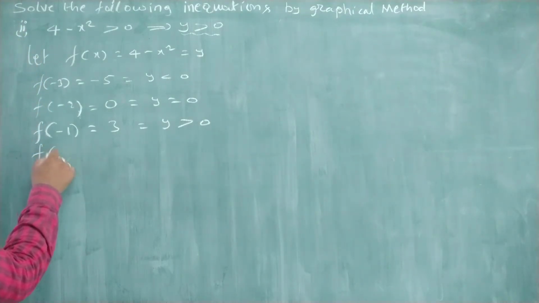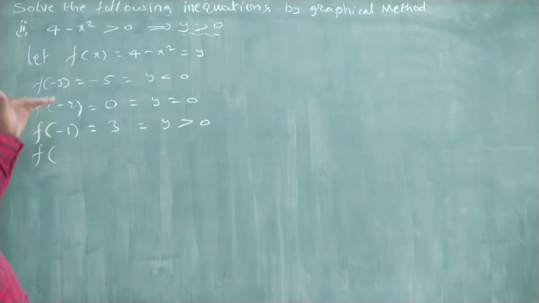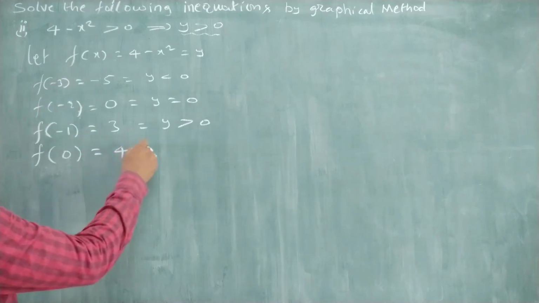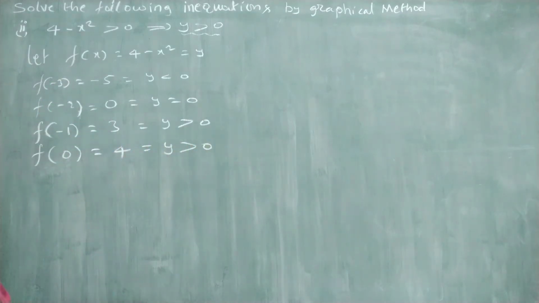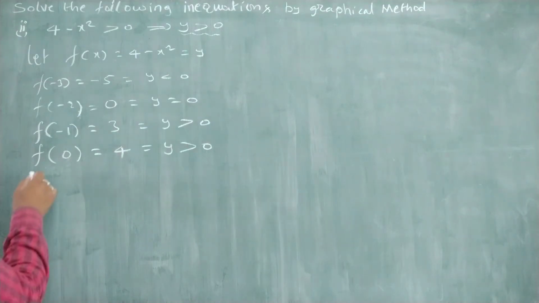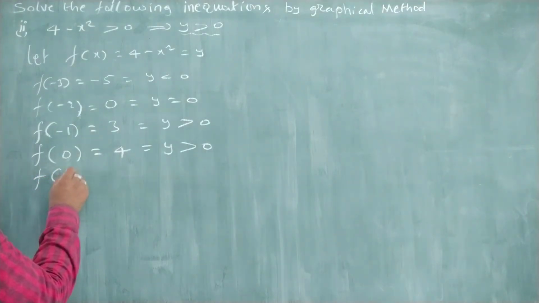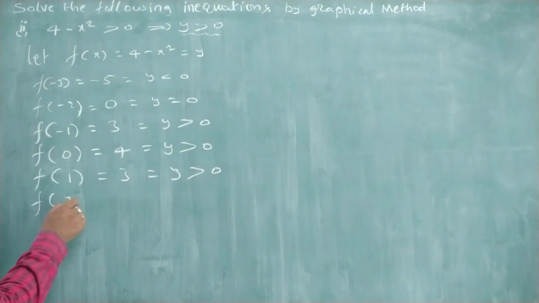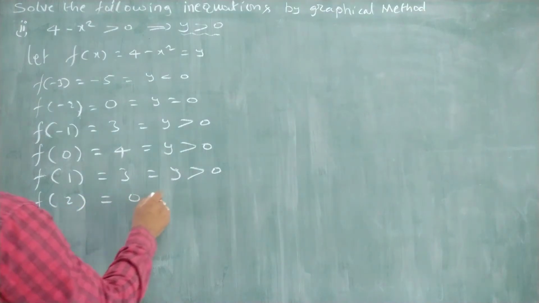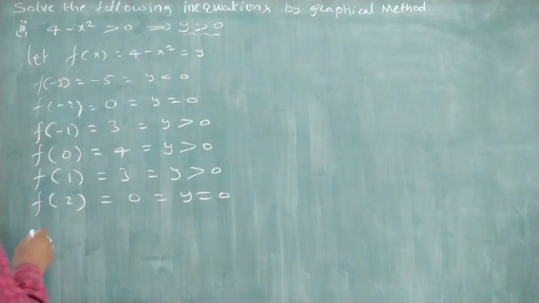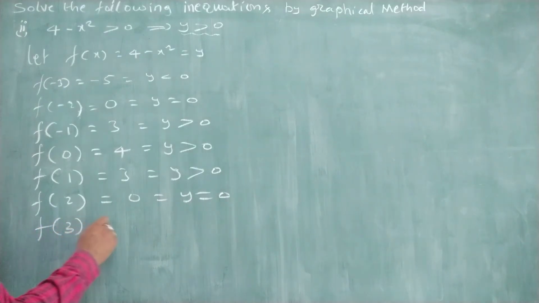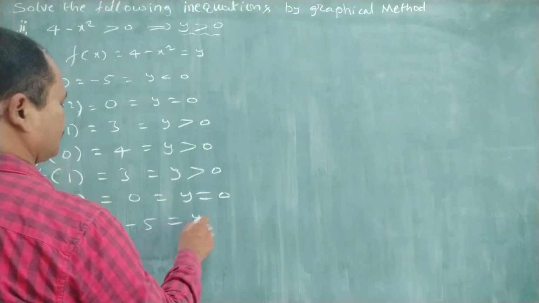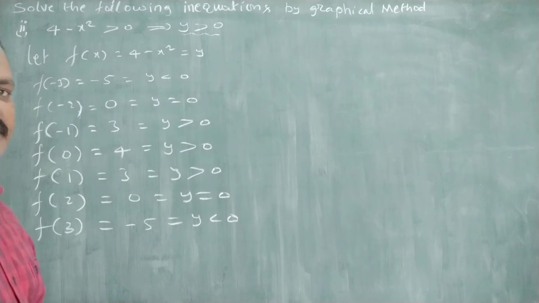Now f of 0 is 4, so y is greater than 0, and 0 satisfies this inequation. Now f of 1 is 3, so y is greater than 0. Now f of 2 is 0, so this is not satisfying the inequation. Now f of 3 is minus 5, which is less than 0, so it is not satisfying the inequation.